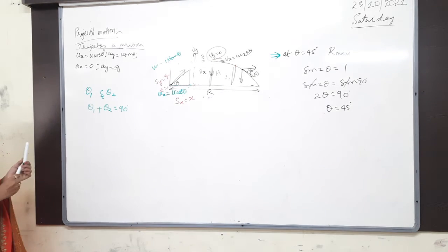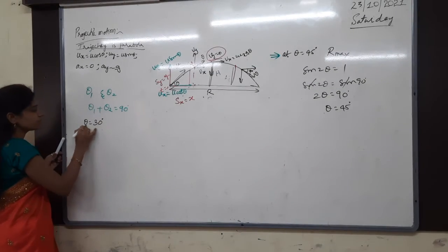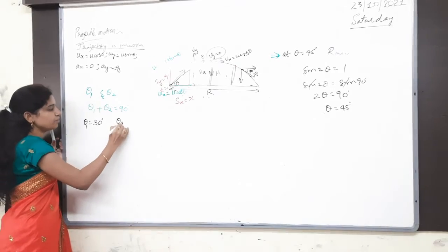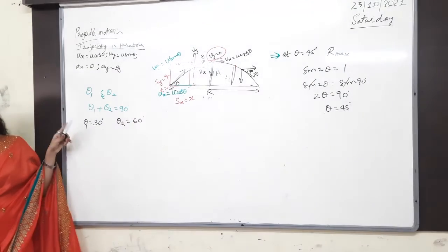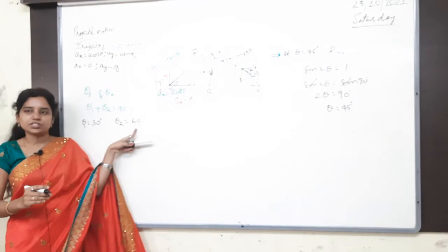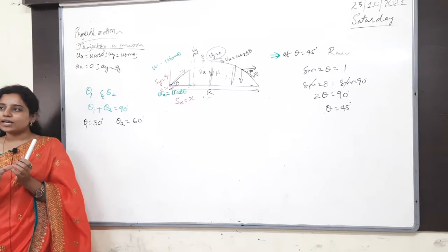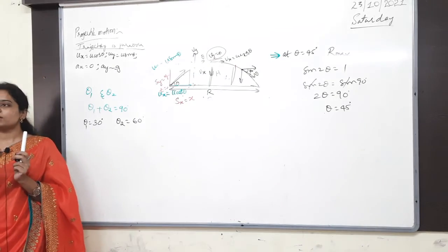For example, let us take the best example, theta is equal to 30. Another angle should be how much? 60, obviously. Both should sum to 90 degrees. Everything is balanced, right? One I have taken as 30 degrees, another is 60 degrees. The sum of the angles is equal to 90. I said that for these two projectiles we will get the same range.